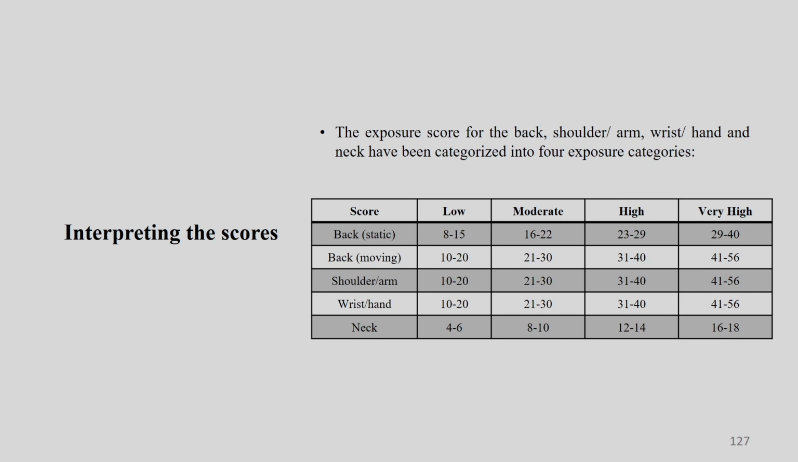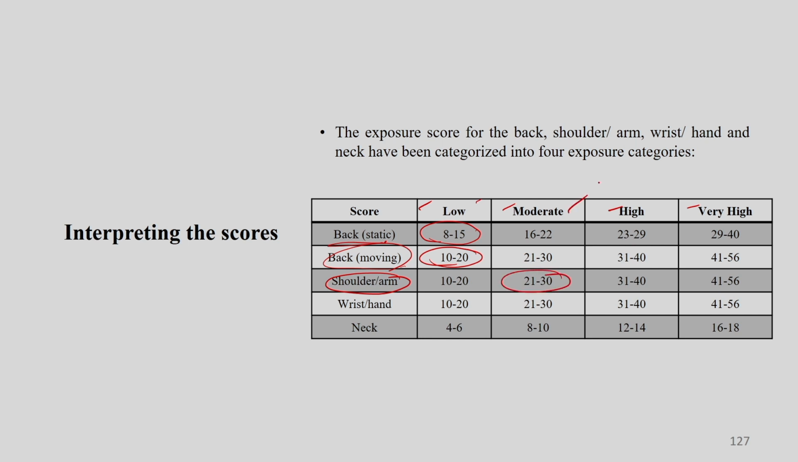The exposure scores for the back, shoulder, arm, wrist and neck have been categorized into 4 exposure categories: low, moderate, high and very high. So you have all these scores, and if the score is coming between 8 to 15, that means the back is static and the risk is low. Whereas if the back is moving, then also if the score is like this, the risk is low. Whereas if we are talking about the shoulder and the value is here, then maybe the risk is moderate.